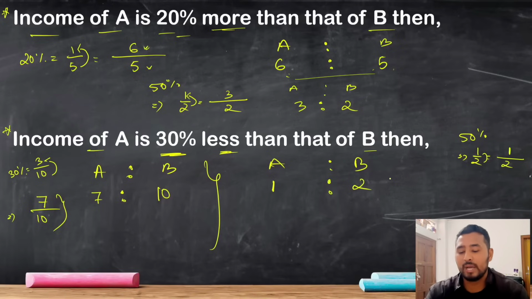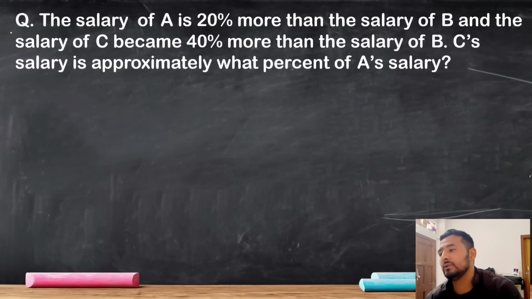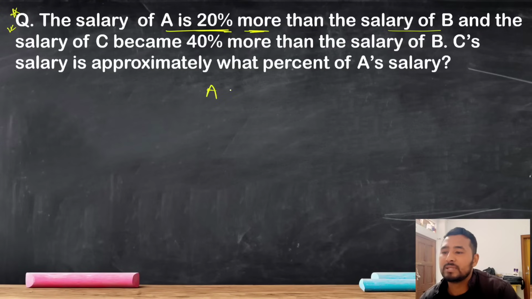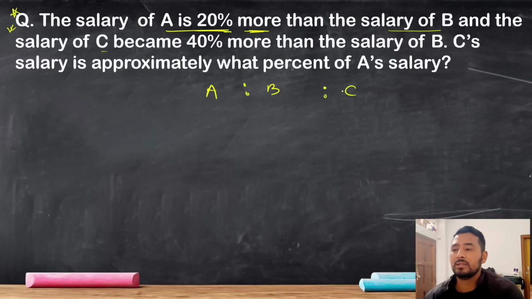No problem in this. So now let us see this type of question here. Okay, question, very important. You will use the ratio method to solve this one. Now the salary of A is 20% more than the salary of B. And the salary of C is 40%. So we have B and C. 3 people. So we have A, B, and C. Now when talking about A, it says 20% more than B, right?